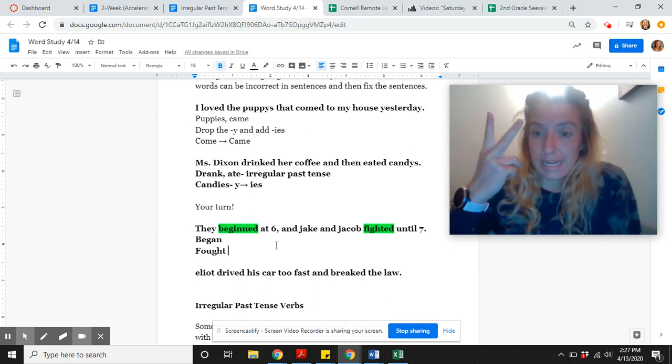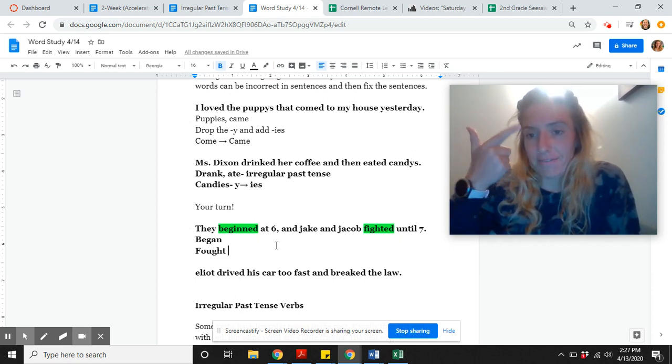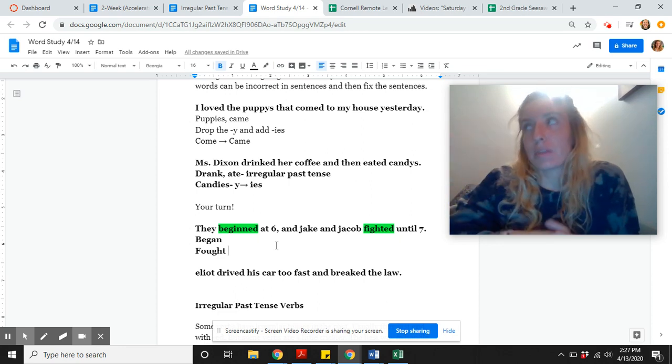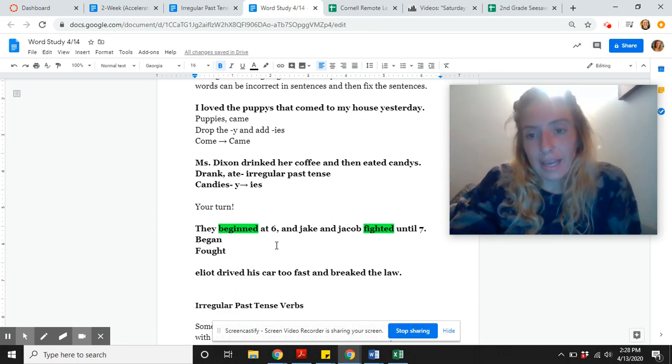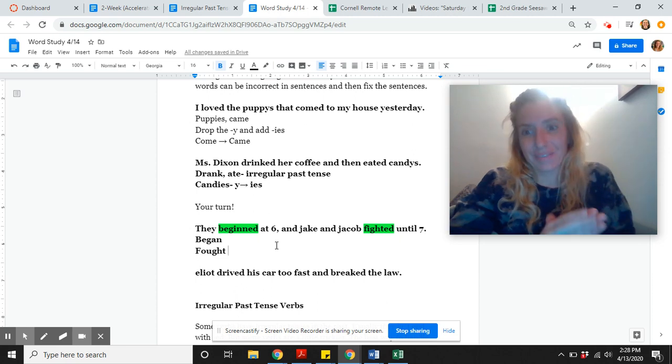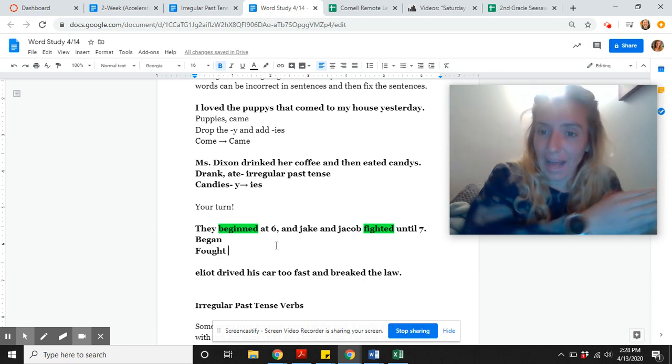So there were two mistakes here. I found them and then I fixed them. And I know that both of them are wrong because they're irregular past tense verbs. And as a reminder, past tense are things that already happened.